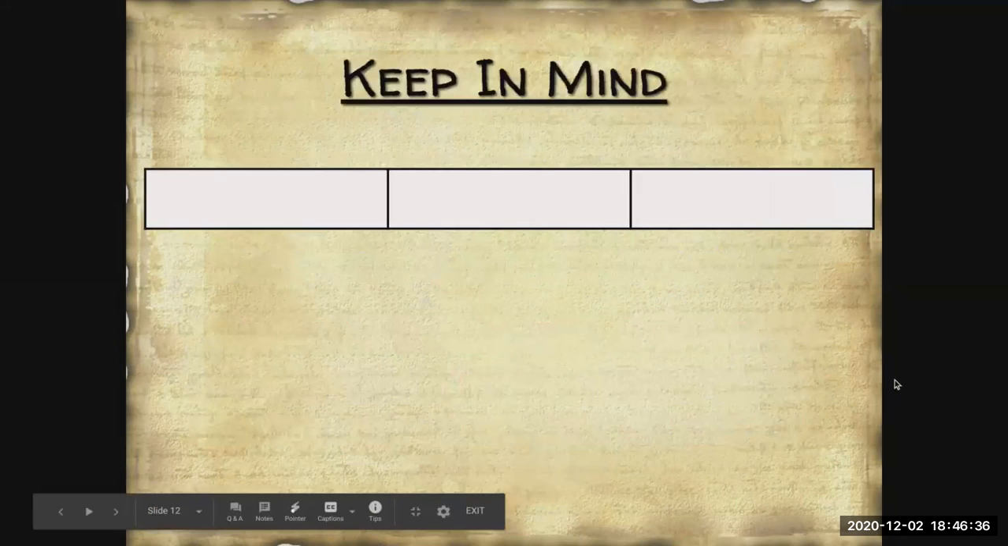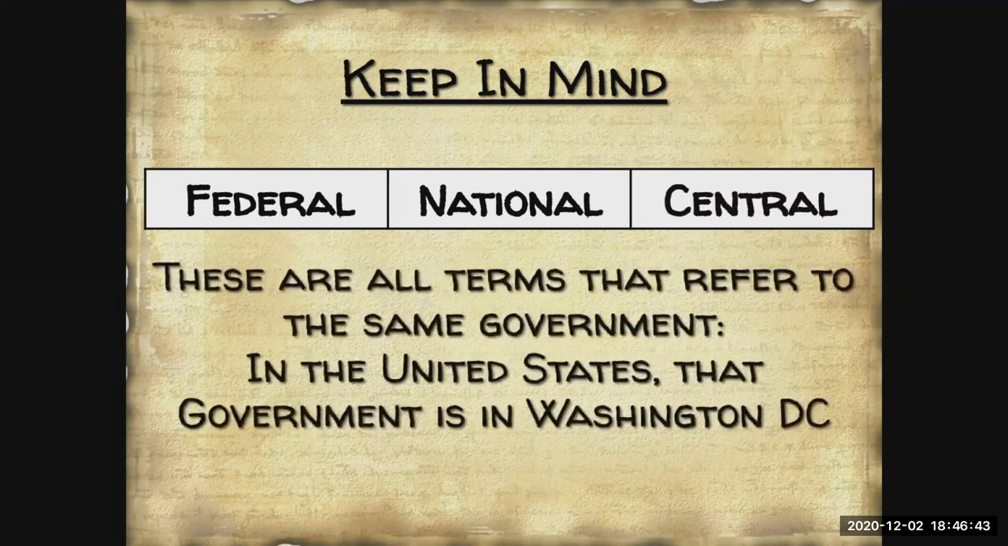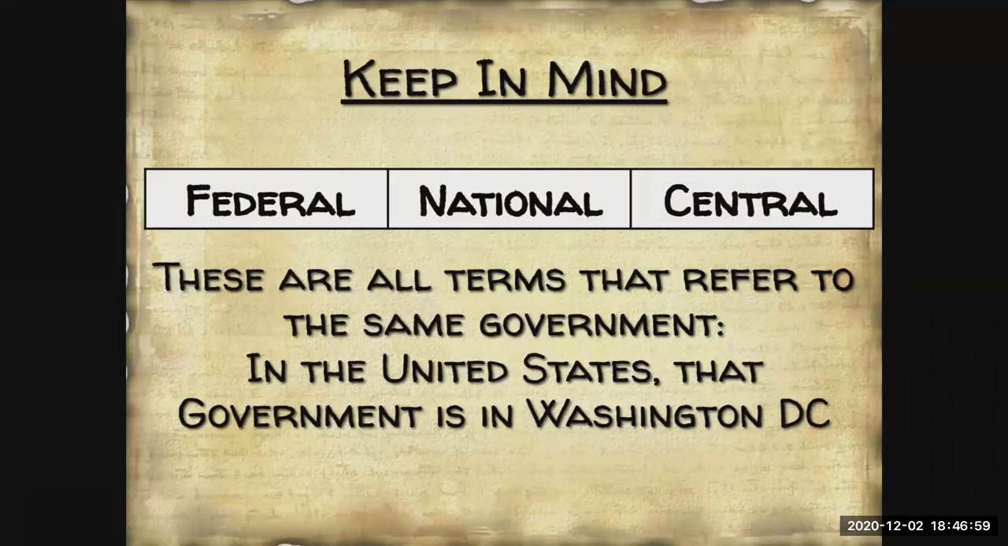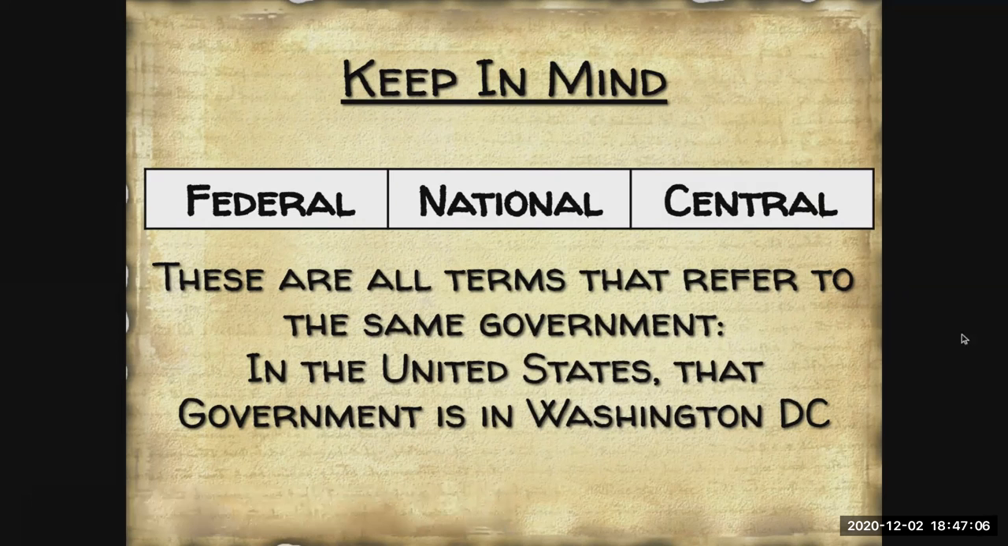So you're going to be seeing three words used interchangeably a lot. These words are federal, national, and central. All of these terms refer to the same idea of a national government. So federal, national, central, no matter what word is being used, it is referring to the government that is located in Washington, D.C. Okay, so just keep in mind that all these three words refer to the same thing. They refer to the government in Washington, D.C.